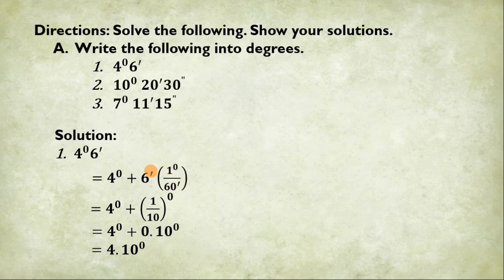So here, this minute unit and this one down here in the denominator will cancel out. And we can proceed with the multiplication. 6 times 1 degree, so that's 6 degrees all over 60. So that's 1/10 degree. We have it here, 4 degrees plus 1/10 degree. Then we copy 4 degrees plus convert this to decimal form. It's 0.10 degree. So the final answer is 4.10 degrees.